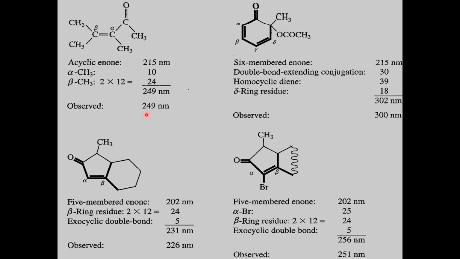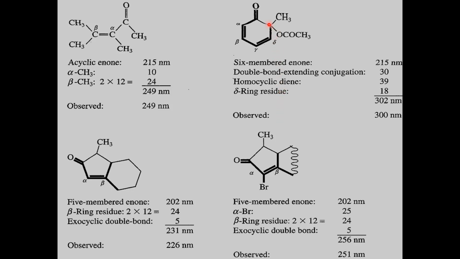Here we have cyclic six-membered enone, which has wavelength maximum absorption chromophore at 215. The extended conjugation will increase the wavelength by 30. We have also delta ring residue, which will increase the wavelength by 18. Gamma ring residue increased by 18 nanometers.